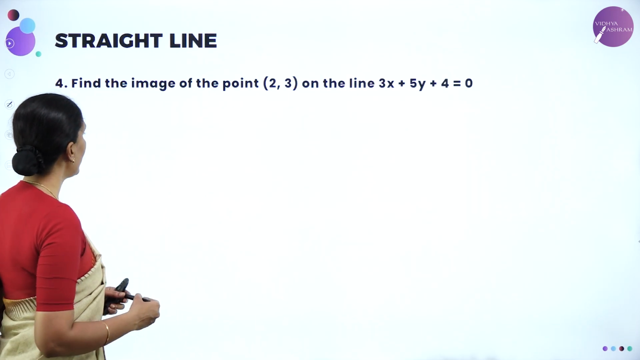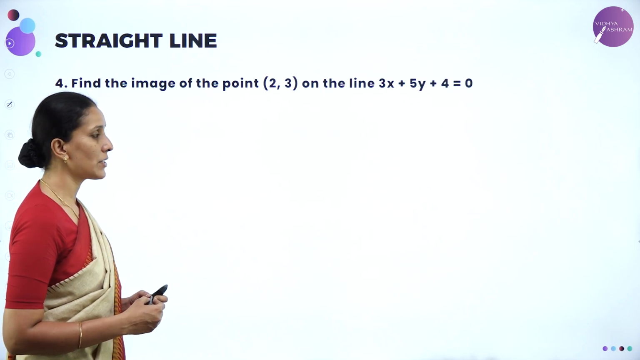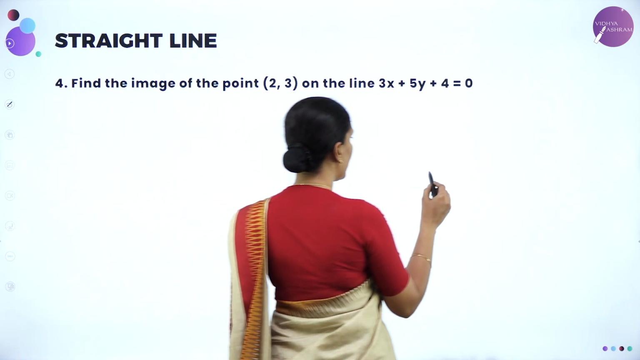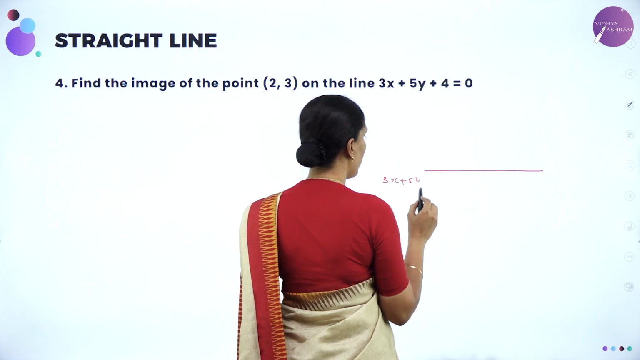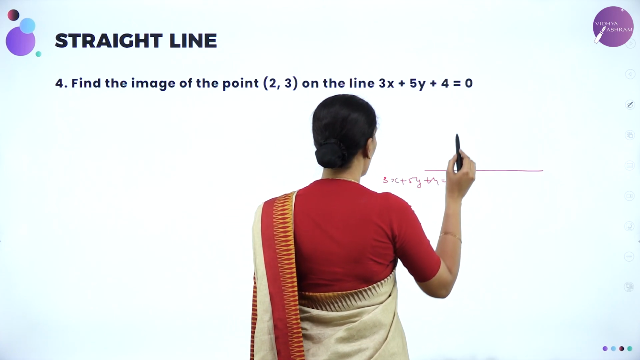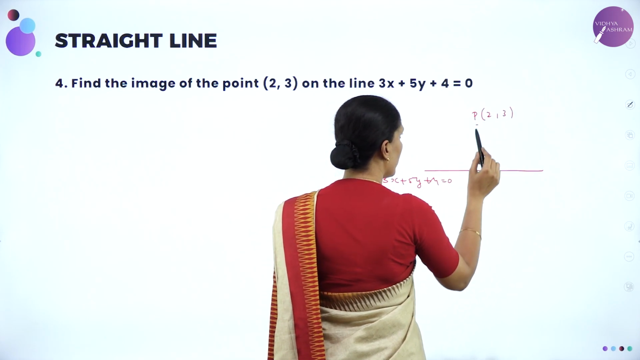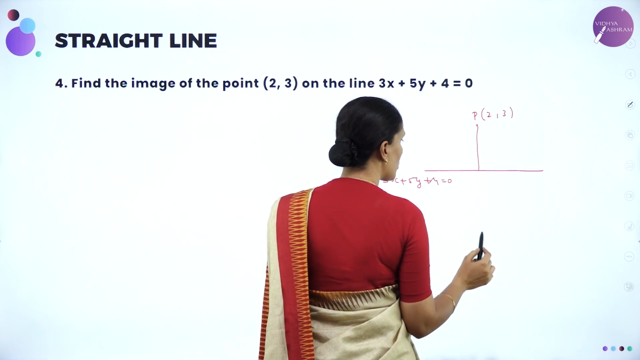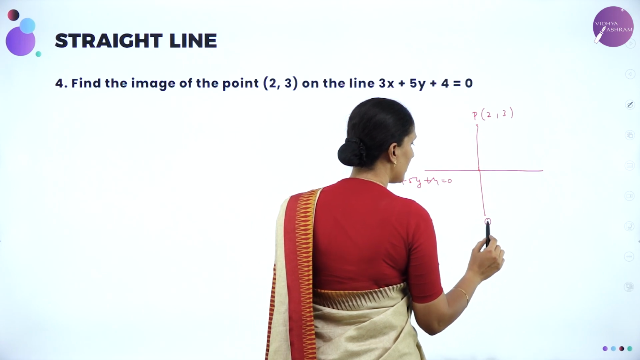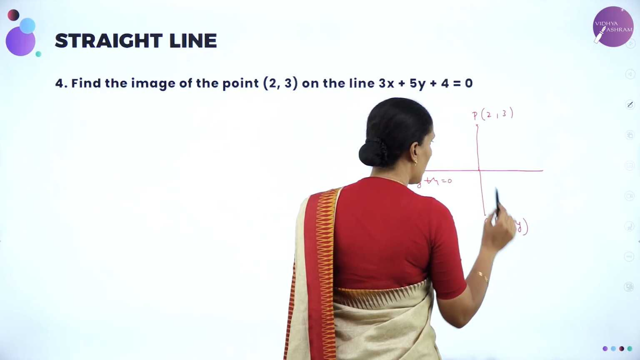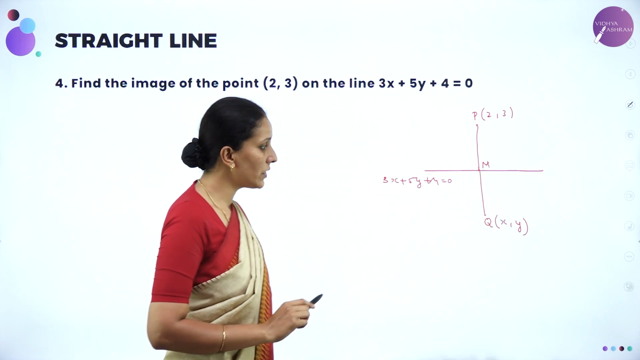Next one. Find the image of the point 2, 3 on the line 3x plus 5y plus 4 is equal to 0. So we have a line here whose equation is 3x plus 5y plus 4 is equal to 0. We have a point P, let it be 2, 3. If this is a point P, then its reflection will be opposite to the line at the same distance. So let this be Q(x, y). And let M be the intersection of these two lines.